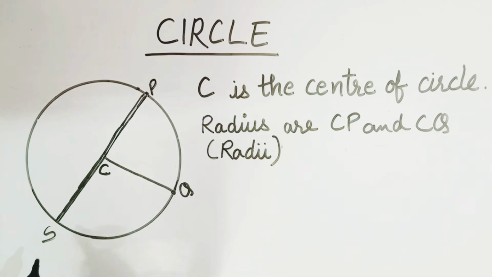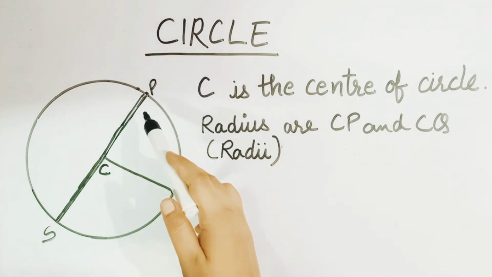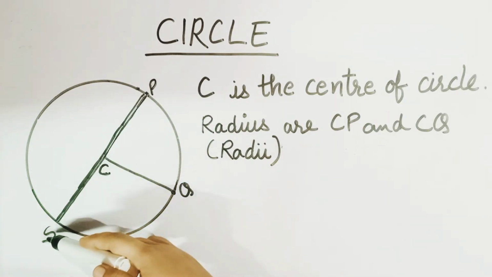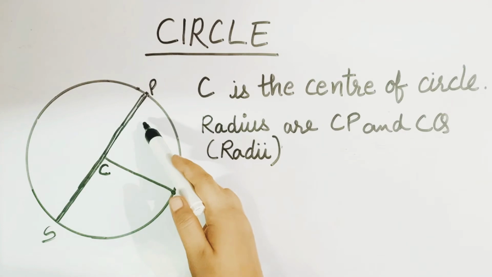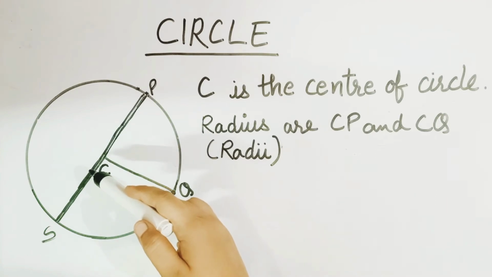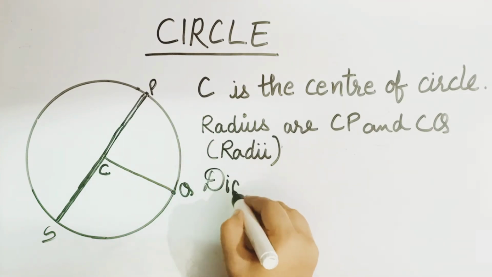Now we have put one more point, that is point S on the circle, and join the center with this S. Now if you can see, there is a straight line drawn in the circle which is passing through the center point C. This is the longest line in the circle which is passing through the point C. So what is it called? It is called diameter.